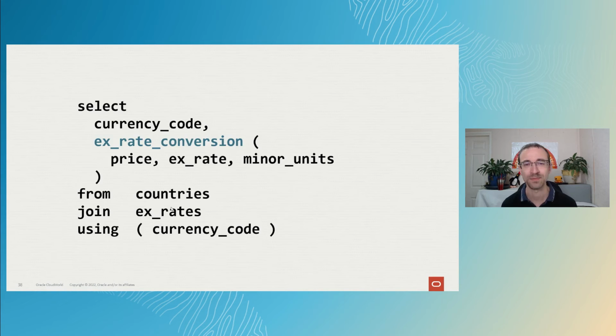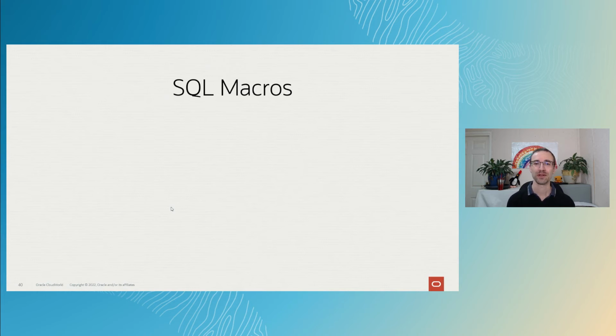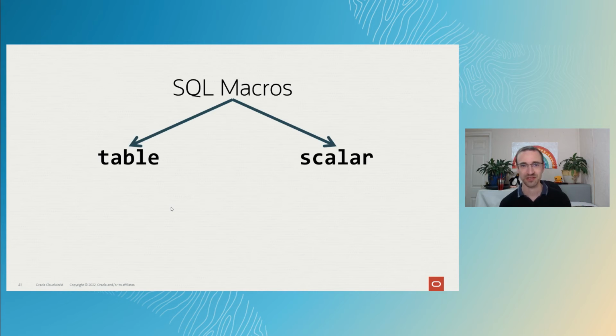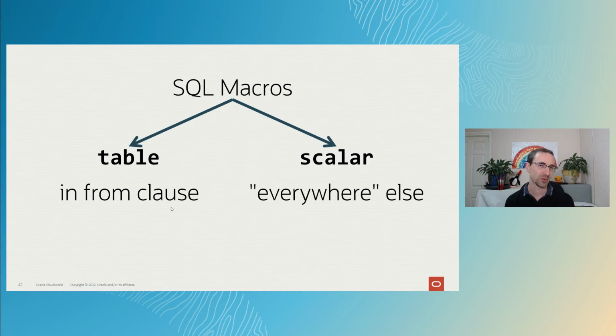Well, not anymore. In 21c, we've introduced scalar macros, SQL macros. So what are these and how do they help? Well, SQL macros return an expression, and at parse time, the database resolves that expression, and it becomes part of the SQL statement. Now, macros come in two flavors, table and scalar. As you can probably guess from the name, table macros replace a real physical table or a view, subquery, and so on. Scalar macros replace PL/SQL functions.